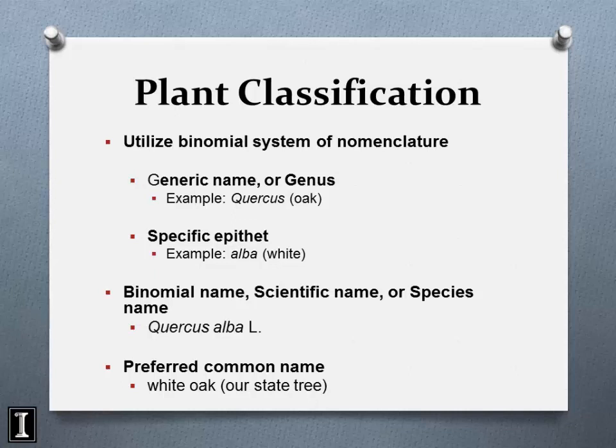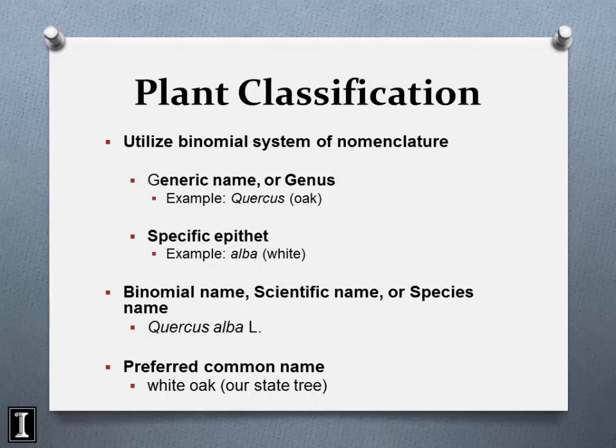So you put those together, the generic name and the specific epithet, boom, you have the binomial, Quercus alba. That name is known worldwide. There is only one Quercus alba. And the reason why that's important is because a lot of trees go by multiple common names.